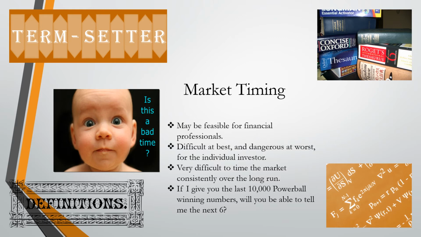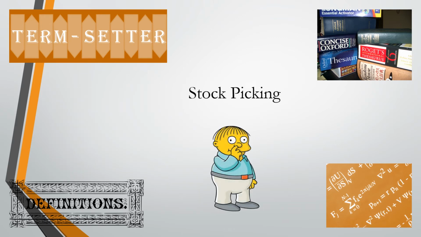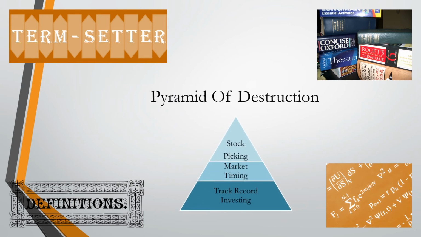Stock picking is essentially the opposite of track record investing. It's when an investor attempts to pick a stock or stocks that will outperform the index over a period of time based on the current available information. When it comes to investment strategies, we have dubbed the last 3 terms as the pyramid of destruction.